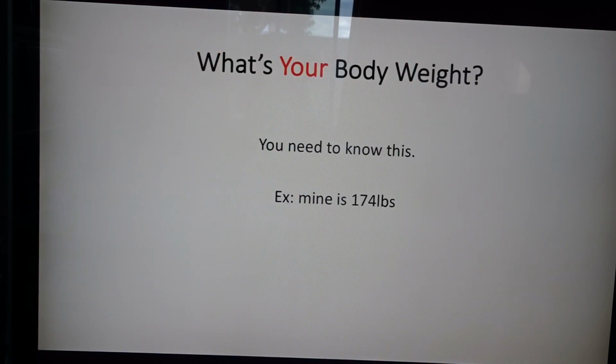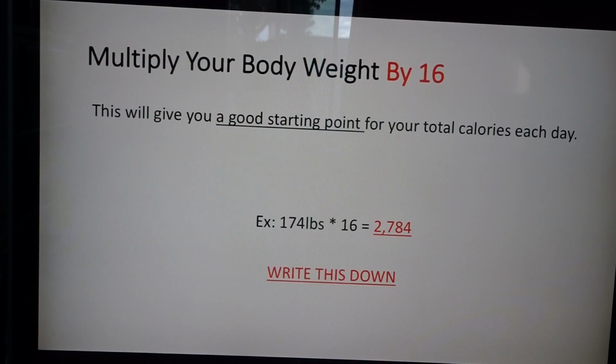All right, now, before we begin, I want you to grab 2 sheets of blank paper. You're gonna need them. Number 1, what's your body weight? You need to know this. If you don't know your body weight, definitely guesstimate or weigh yourself. Example, mine, I weigh 174 pounds. Cool, so now that I know it, let's move on to the next step.